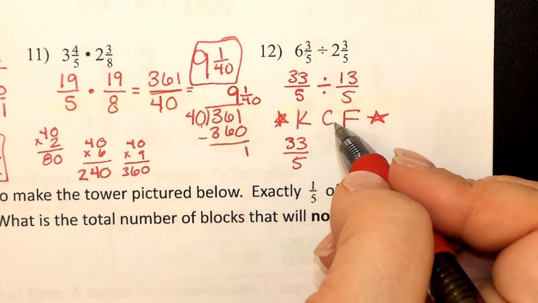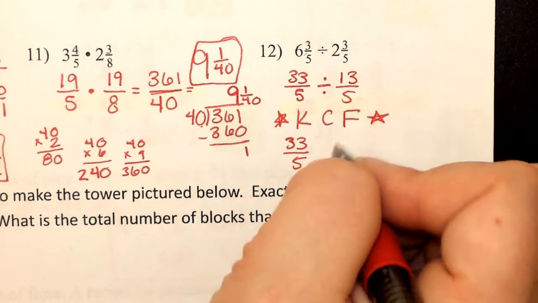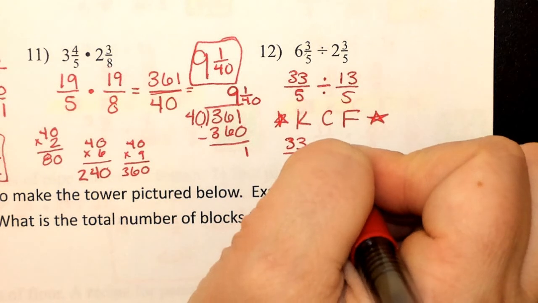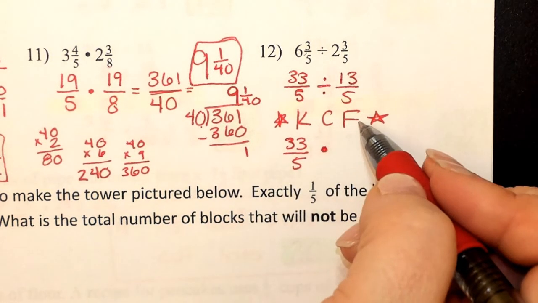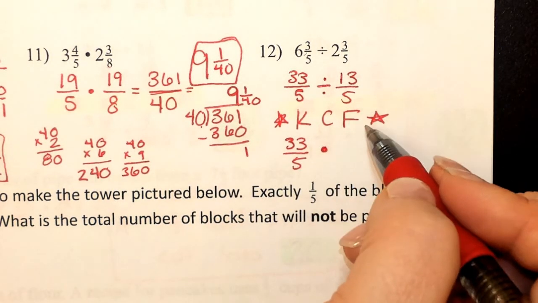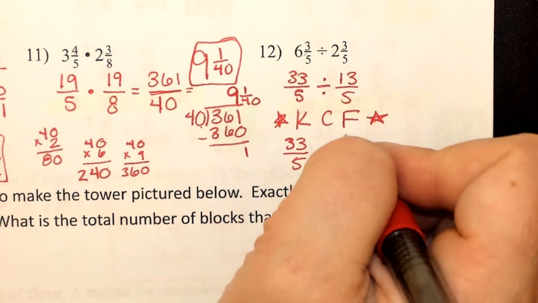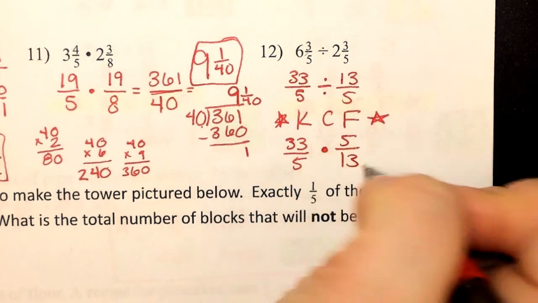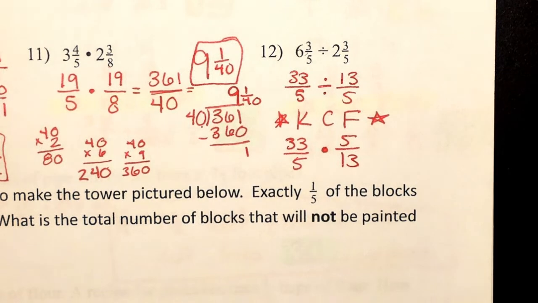What does the C mean? Change it to multiplication, and then the F, flip, and what's my second fraction going to be? 5/13. Perfect job, and he wasn't even here. Excellent. Thank you. Okay, what can I simplify? Now it says multiply, so we're going to simplify.